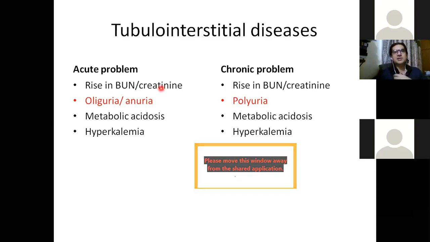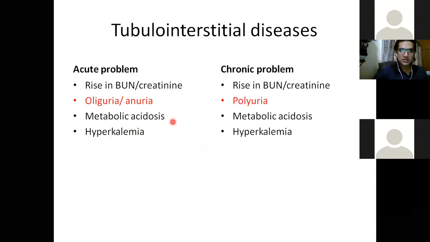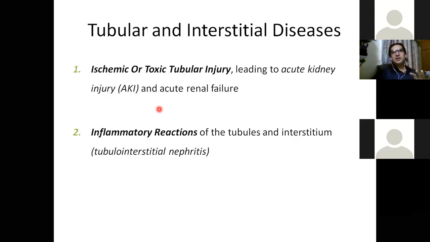In both of these problems, there would be metabolic acidosis and hyperkalemia, because the function of tubules is salt balance, so there would be hyperkalemia, and the function of tubules is acid-base balance, so there would be metabolic acidosis, right? So oliguria or anuria, metabolic acidosis and hyperkalemia occur with acute problems, and metabolic acidosis, hyperkalemia, polyuria, along with rise in BUN and creatinine will occur in a chronic problem. So let's see what kind of problems can occur in the tubules or interstitium, right? There are two kinds of problems that can occur.